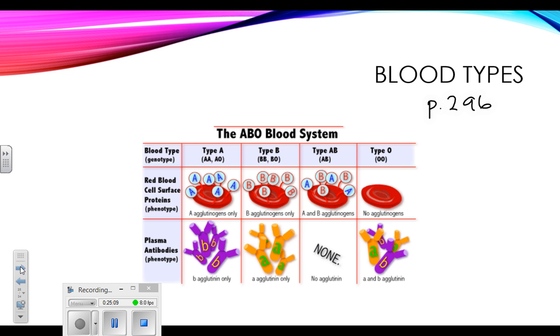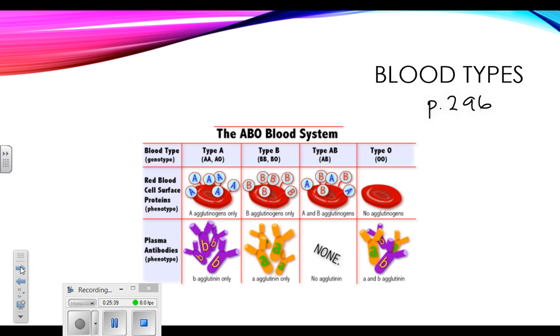So type A blood, if I look at the red blood cell, now is it actually the letter A in a circle on a stick? No, this is just graphic representation. But if you have type A blood, you have little proteins on the surface of your beautiful red blood cell. And in the plasma, you have antibodies for B. Antibodies generally look like a little Y shape. That's kind of the basic structure for them.